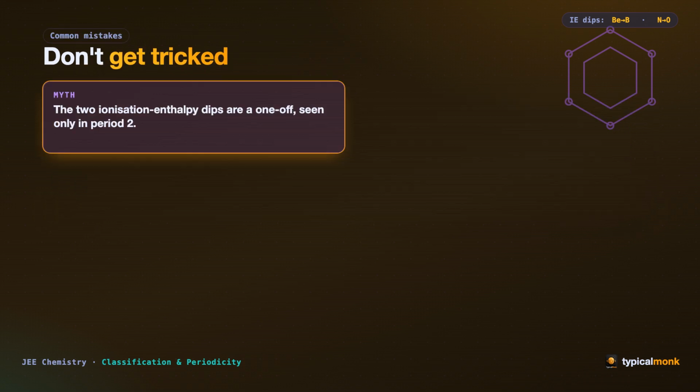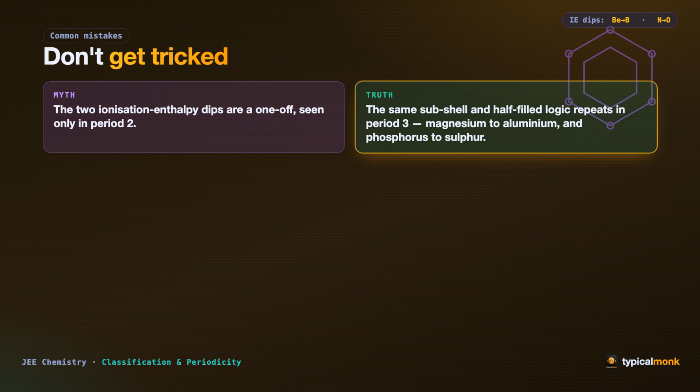Now let me save you some marks. 2 myths that trap thousands of students every year. Myth 1. The two ionization enthalpy dips are a one-off, seen only in period 2. David believed this for months and stumbled the moment a period 3 question appeared. But here is the truth. The exact same subshell and half-fill logic repeats one row down, magnesium to aluminium and phosphorus to sulfur. Recognize the pattern, and period 3 stops feeling new.